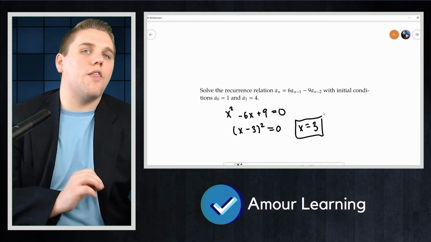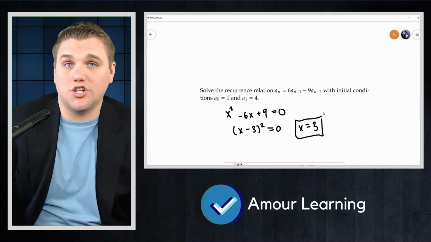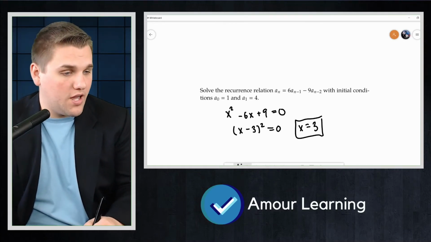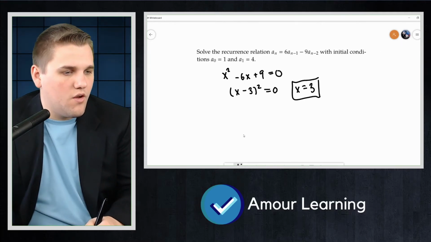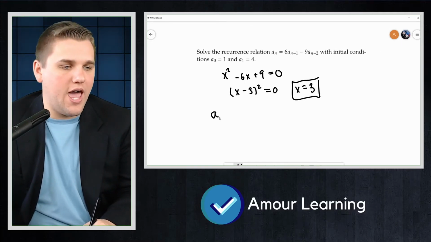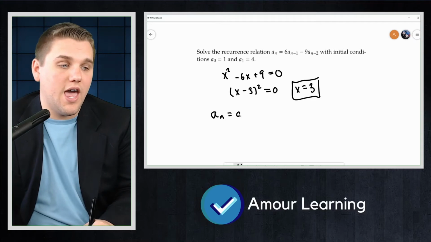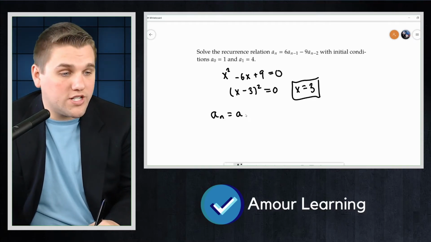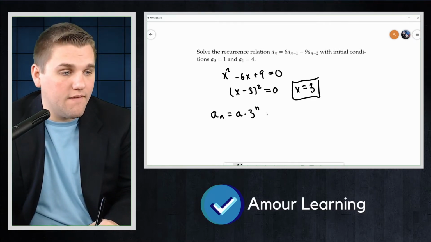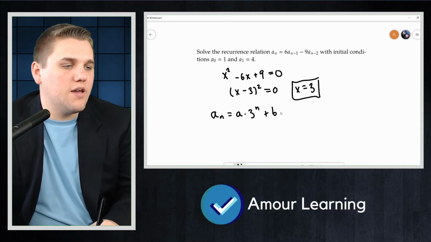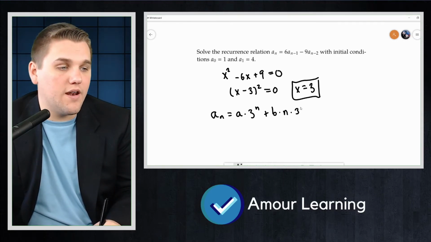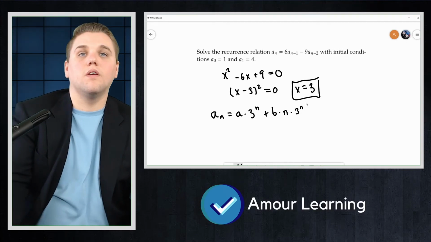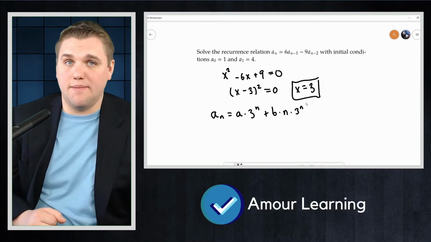Therefore, we know that the solution to the recurrence relation has the form an equals a times 3 to the n plus b times n times 3 to the n, for some constants a and b.